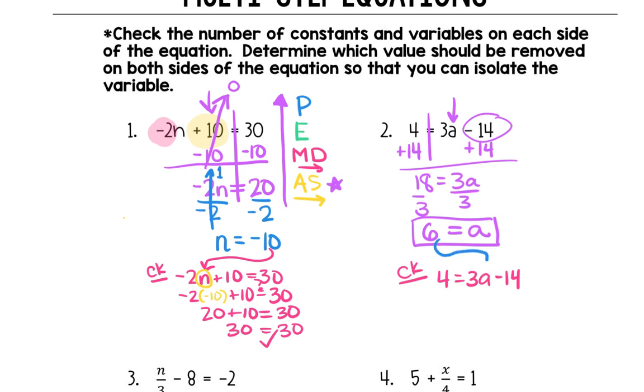For the check, we think a is equal to 6, so we are going to substitute in. We're going to take out the a, plug in the 6, and then the question is, do the left and right sides equal each other? 3 times 6 is 18 minus 14, which shows that we do check here.